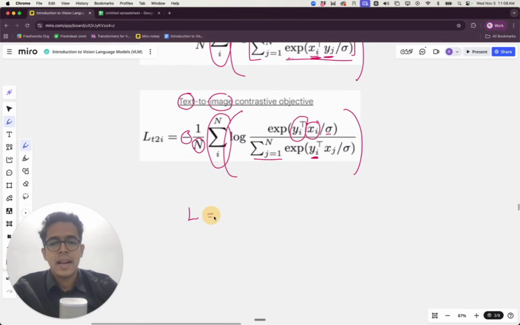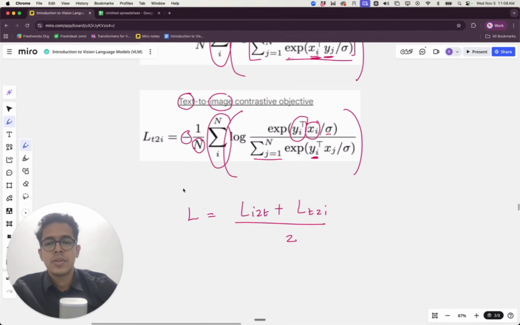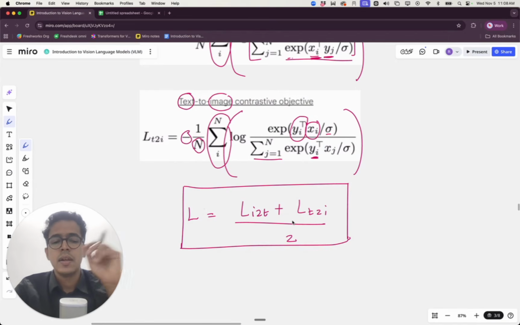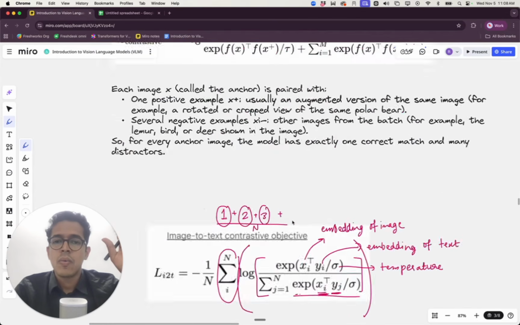And then what you do with these two losses is your final loss will simply be an average of these two. So L is equal to L image to text plus L text to image, divided by 2. So this will be your final contrastive loss, and this is also called symmetric loss, because you are considering the loss where you are looking at an image compared to every single text and a text compared to every single image.